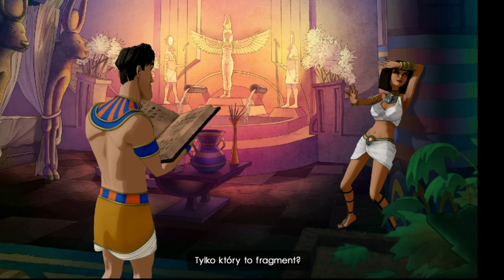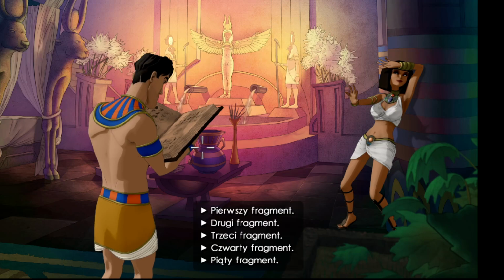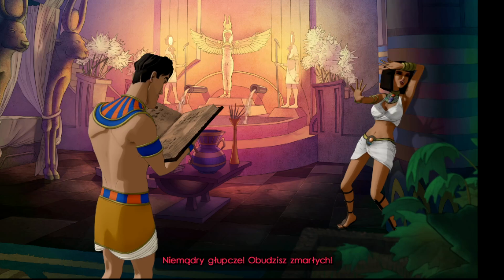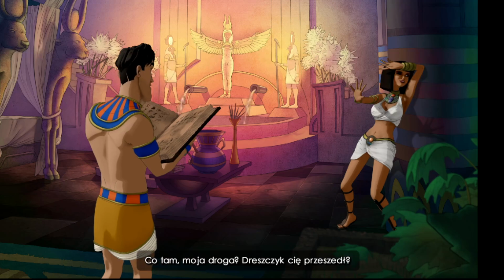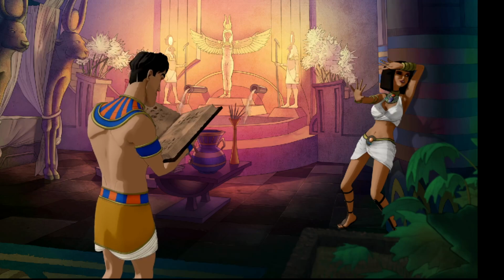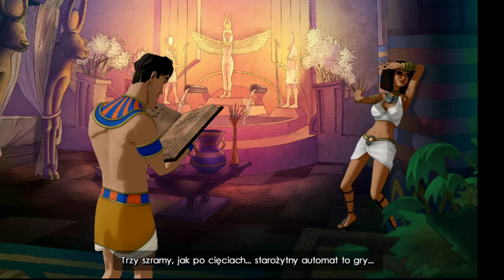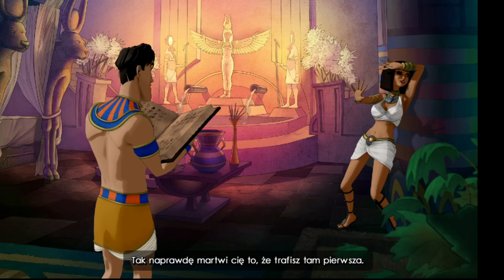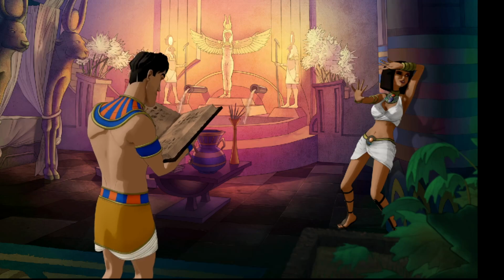Which one of these five passages is it? Face of a bewildered guy. Falcon. Circle with a dot. Silly fool! You're waking up the dead! It's to make it more exciting, dear. Three crude slash marks. Anachronistic slot machine. You're going to get us all sent to hell, Amenophis! What's bothering you is that you'll be first.